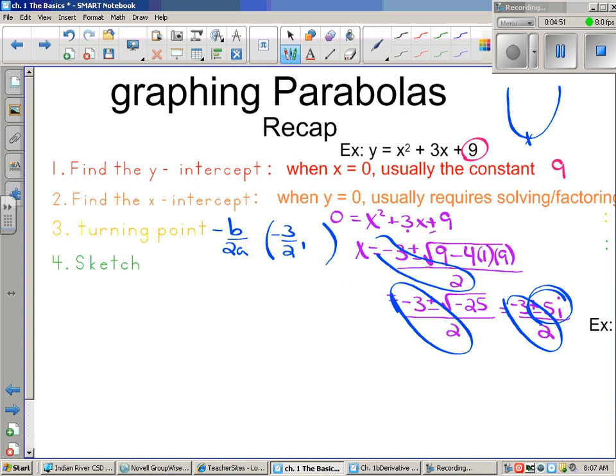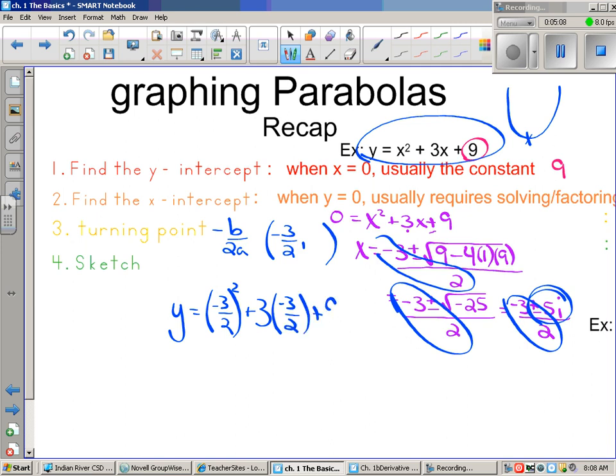If you recall, finding that y value requires you to use that original equation, and so we're going to have to do that. This does take some work for sure. So y equals negative 3 halves squared plus 3 times negative 3 halves plus 9. So squaring that, that's 9/4. And I have minus 9 halves plus 9.